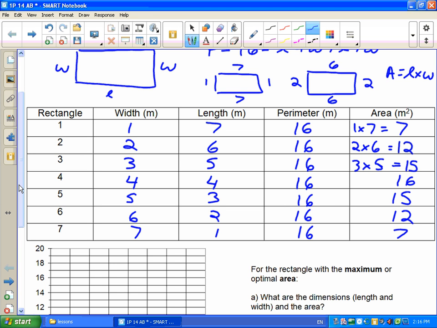Not the same amount every time, but what's happening as we go? It's rising, and then what happens down here? Yeah, it's going up, and then it's going down.